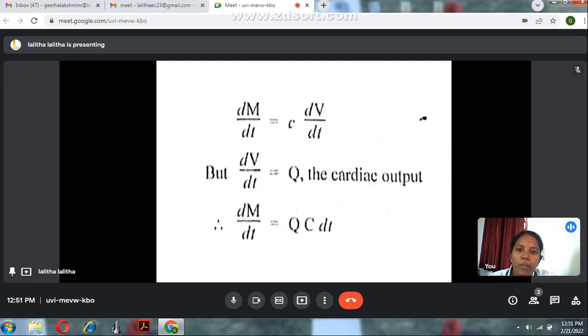So dM divided by dt is equal to C into dV by dt. But dV by dt is Q, the cardiac output. So instead we can put dM divided by dt is equal to Q into C, where Q is nothing but the cardiac output. This is the cardiac output measurement based on the indicator dilution method.